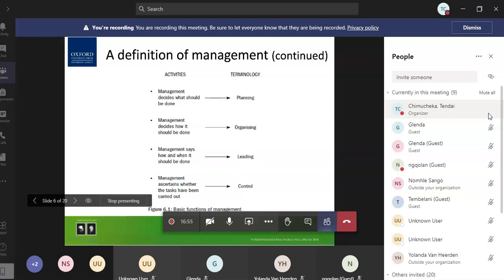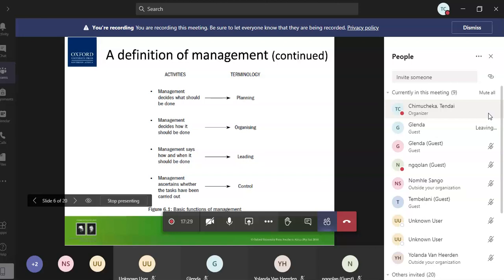So that process of deciding what should be done in an organization involves setting the vision, the mission statement, the long-term goals, the short-term goals. That process is basically planning. So they plan what should be done by the organization, what it is that the organization seeks to achieve. So they decide what should be done. So that is planning. That will be our chapter 7.